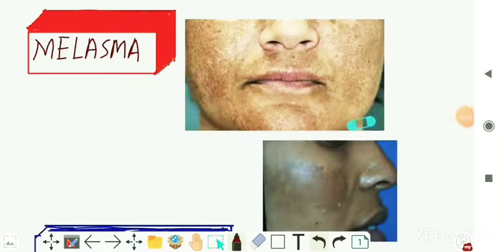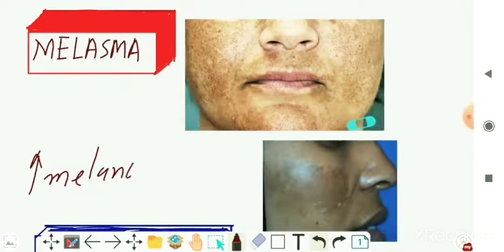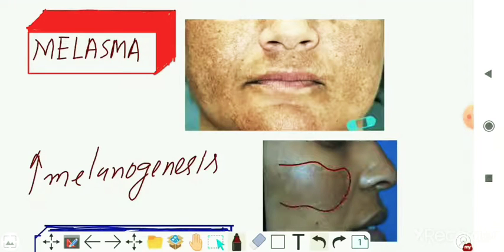Right, now let's continue with defects in melanogenesis. The first one is melasma. The melasma is due to increased melanogenesis. Whenever there is increased melanogenesis, hyperpigmentation occurs. As you can see here, the dark skin is due to the hyperpigmentation, same here.